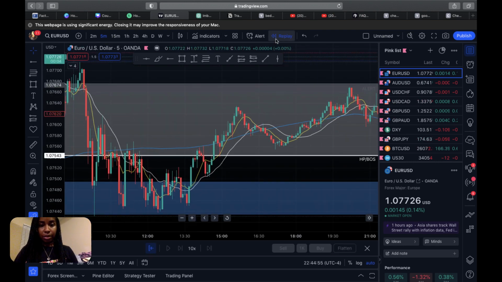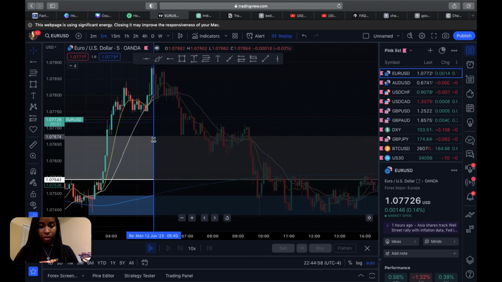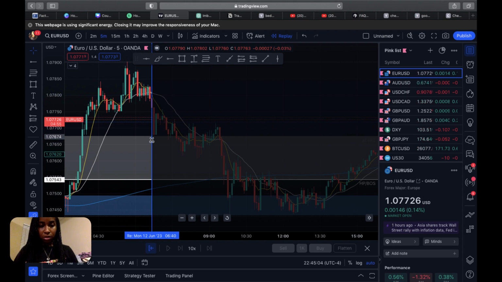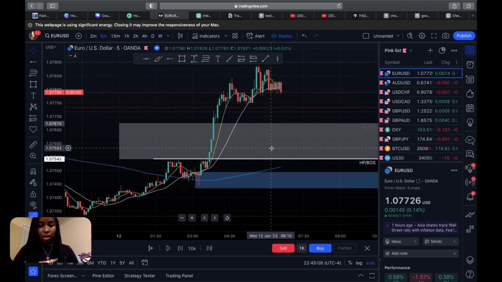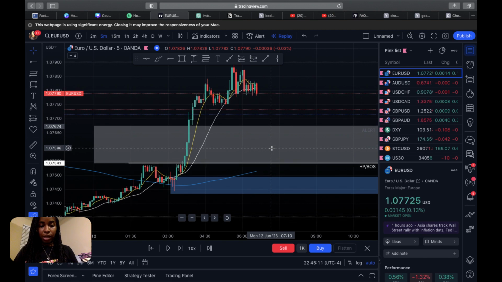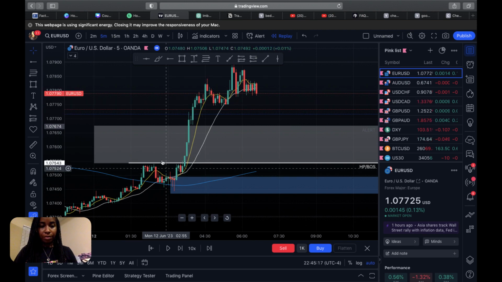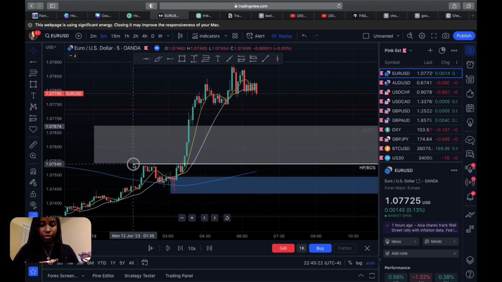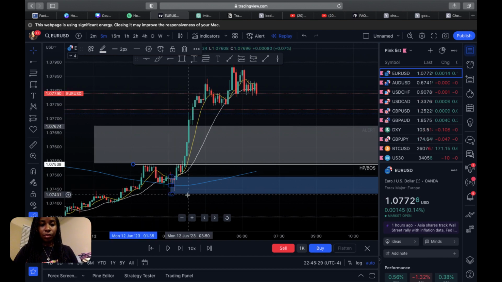So let me replay. We're going to go back to about 6:40. All right, so we are up and at the charts, and what I'm seeing now is this aggressive move up. So it broke structure right up in here. It broke structure here. So we have our order block right down here, the last bearish candle before that move.